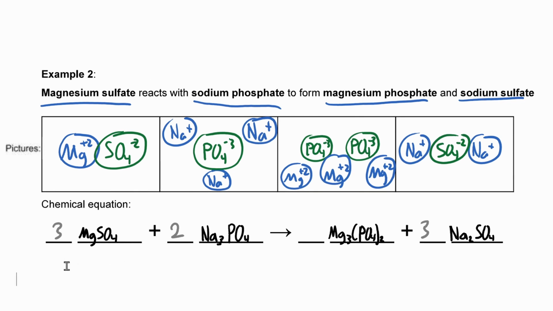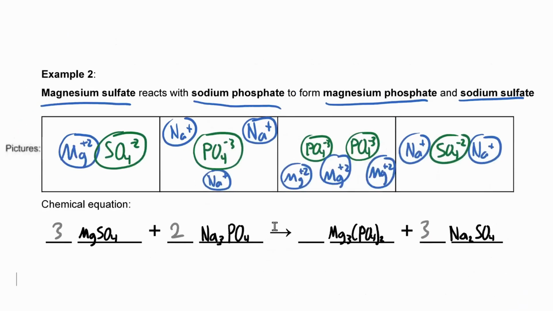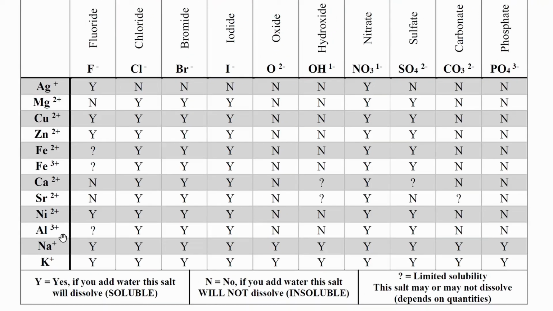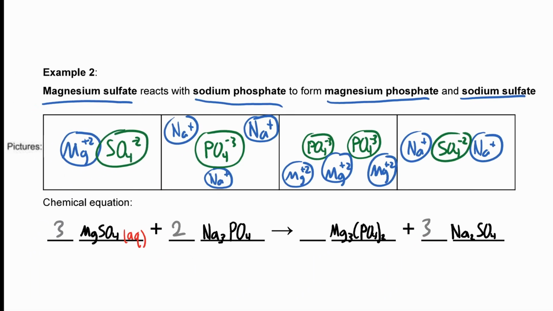Okay, last thing we gotta do is to indicate the phases of these compounds involved. So first up is magnesium sulfate. Magnesium is right here. Sulfate is right there. There is a Y where they intersect, meaning that magnesium sulfate is soluble. It dissolves in water. The correct phase is going to be aqueous, or AQ for short. Next up is sodium phosphate. Sodium is right here. Phosphate is right there. There is a Y where they meet, meaning that sodium phosphate is soluble. It dissolves in water. Our phase is going to be AQ for aqueous.